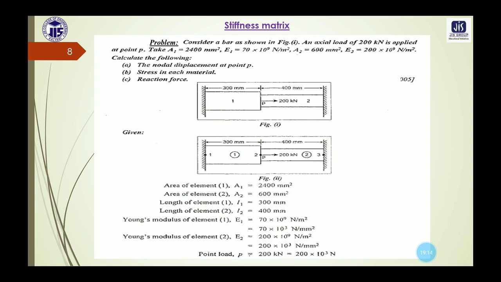For section 1, the area is given as 2400 millimeters square, and in this section the Young's modulus is given as 70 into 10 to the power 9 Newton per meter square. Now for section 2, the area is given as 600 millimeters square, and the value of Young's modulus is given as 200 into 10 to the power 9 Newton per millimeter square. Now in this numerical you need to calculate the nodal displacement at point P.